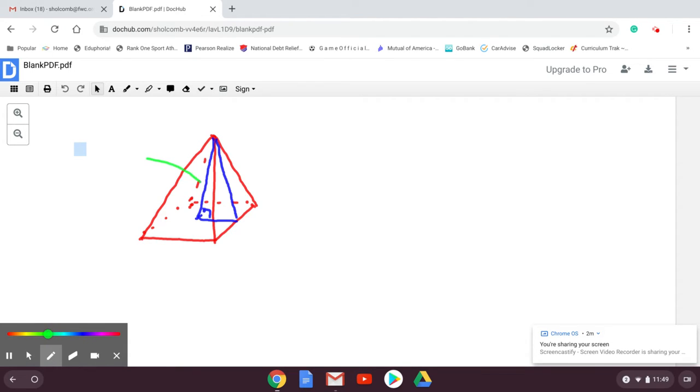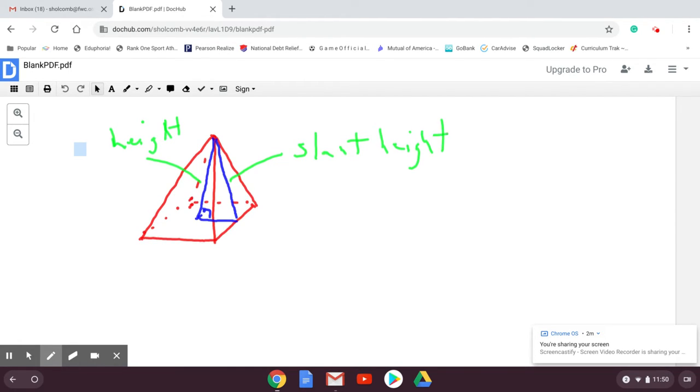Let's call this part the height, or the h. Doesn't have as much importance in the actual formula. This part over here is called the slant height. This becomes very important. Slant height there, that's a cursive l. The regular height is a lowercase h. Okay. And then the base is going to be down here. In this case, it's either a square or rectangular pyramid.